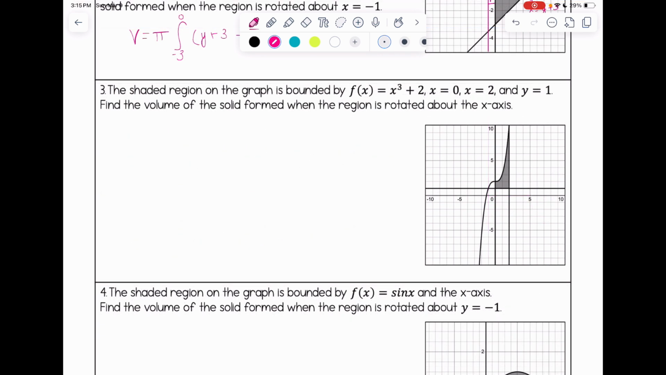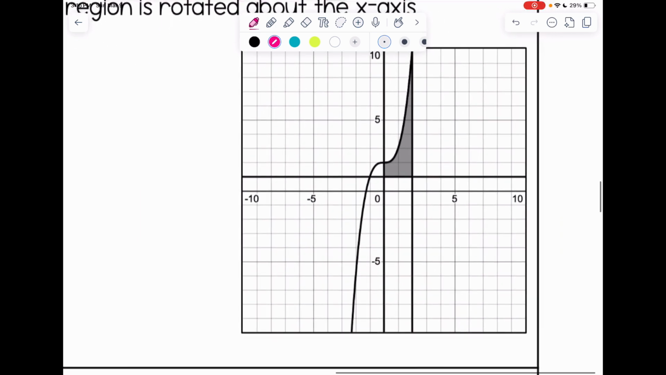For number 3, the shaded region on the graph is bounded by y, or f of x equals x cubed plus 2, x equals 0, x equals 2, and y equals 1. We're going to find the volume of the solid formed when the region is rotated about the x-axis. So our x-axis here, I'm just going to highlight the x-axis. And I'm going to label big R and little r in my picture. So big R is going to go from the cubic function all the way to the axis of revolution. Little r is going to go from the x-axis, or excuse me, from y equals 1 to the x-axis.